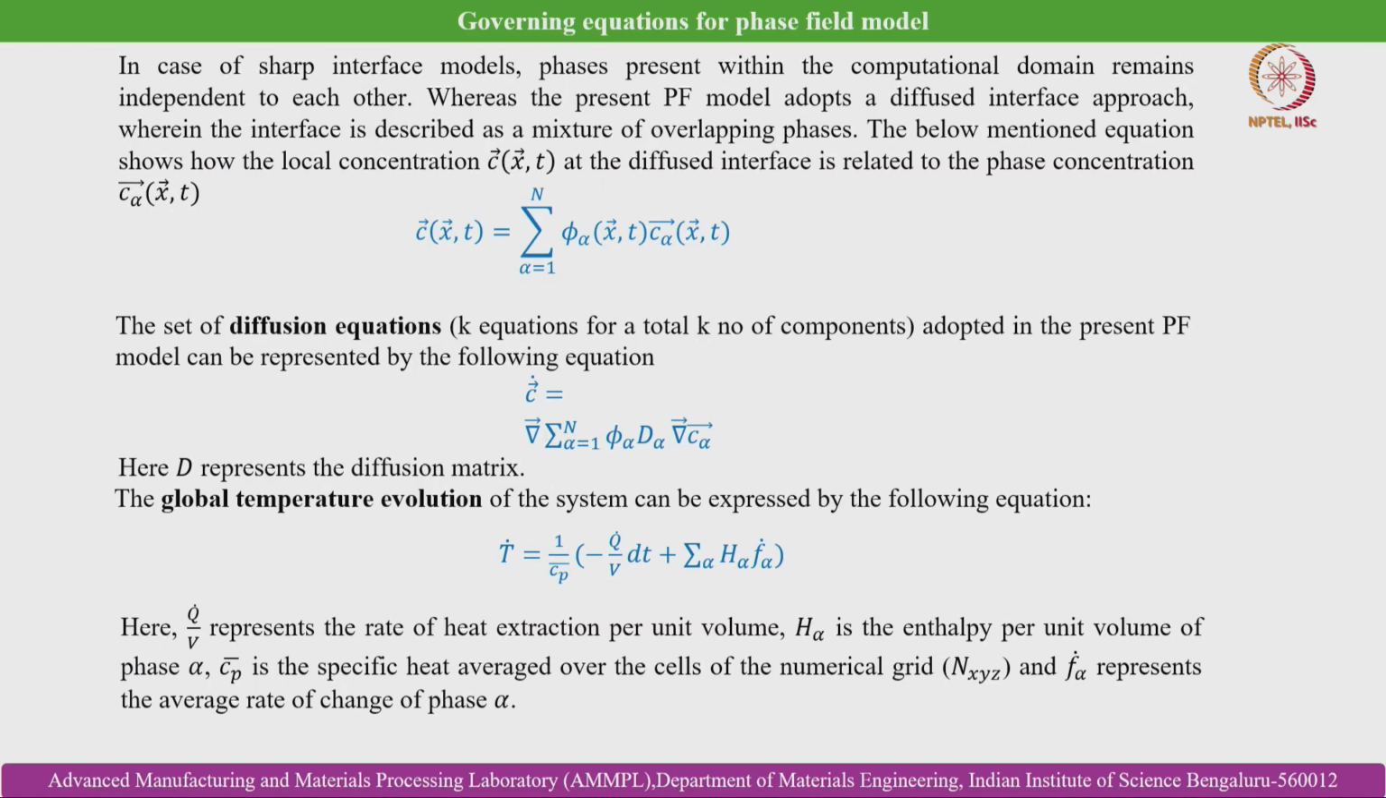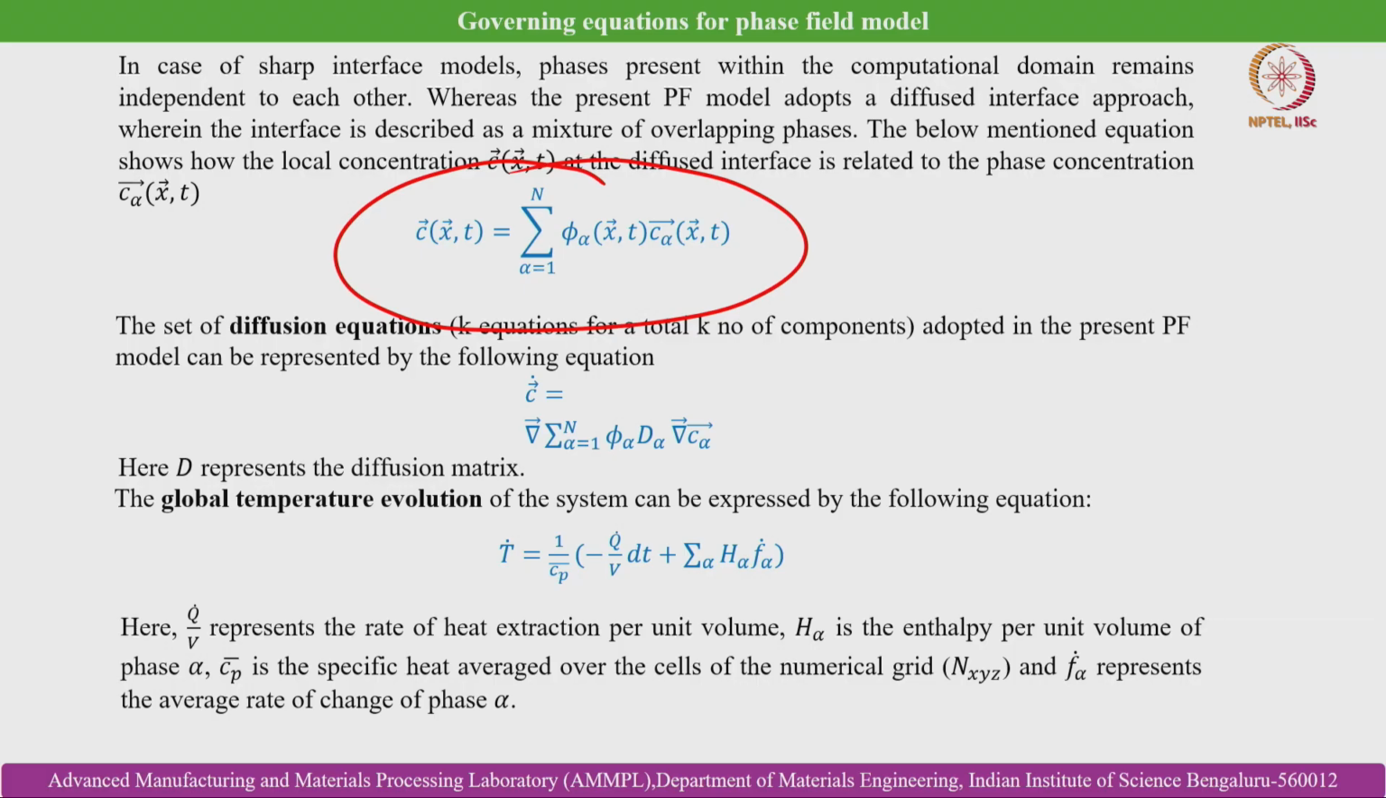So, in case of sharp interface models, phases present within the computational domain remain independent of each other, whereas in the present phase field model, which adopts a diffused interface approach, the interface is described as a mixture of overlapping phases. The below mentioned equation shows how the local concentration C, which is a function of both space and time, x and t, at the diffused interface, is related to the phase concentration C_α(x,t). So, C(x,t) is equal to summation of α equal to 1 to n, that means for n number of phases, φ_α(x,t) C_α(x,t).